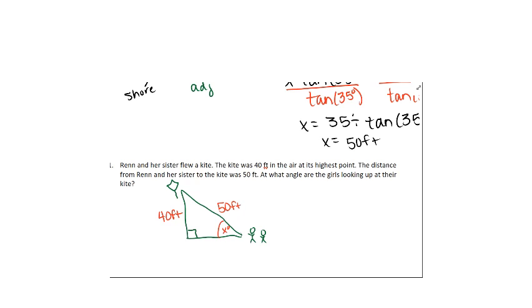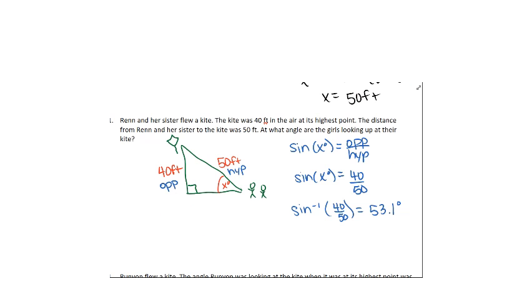Here's the picture to help you get it set up. Now try this problem and check back and see if you did it correctly. Keep in mind you're solving for the angle here, so you will use your inverse function, whichever function you decide to use, sine, cosine, or tangent. You should end up getting 53.1 degrees. Check your steps and see if they look good. And let's move on to the next one when you're ready.